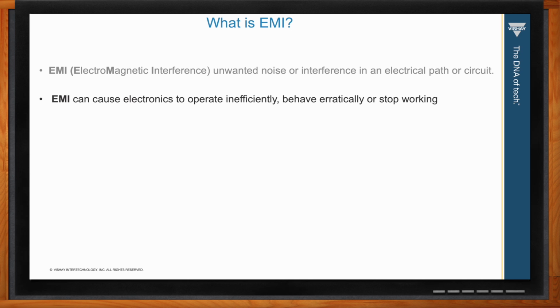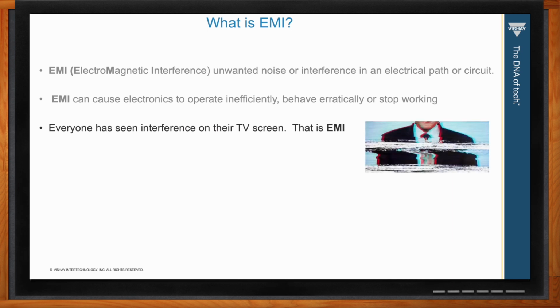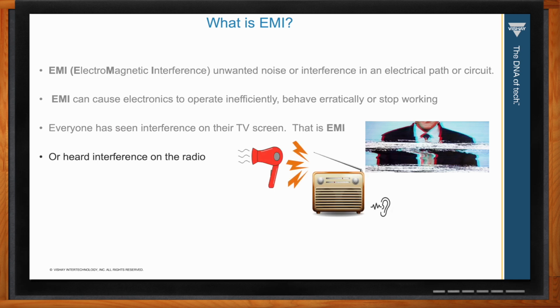Everyone has seen interference on their TV screen like shown here. That may happen when a vacuum cleaner is turned on or the blender is turned on and the screen tears. Well, that's EMI. That's electromagnetic interference. You also may have heard it on the radio. You turn on a hair dryer, you get static in the radio.